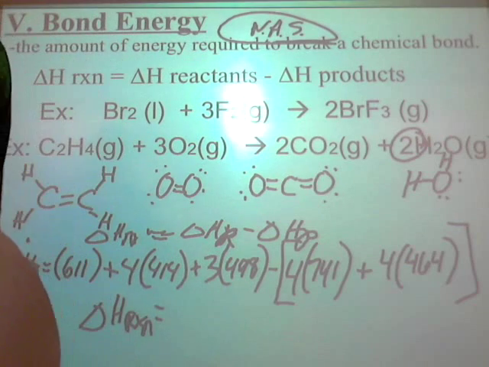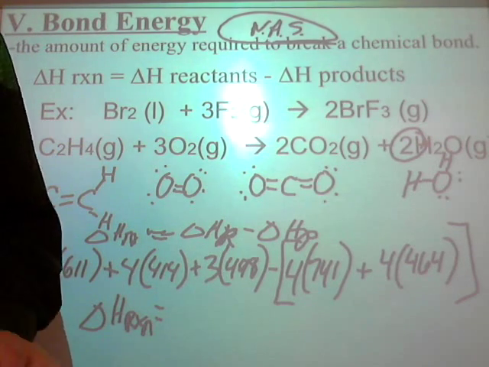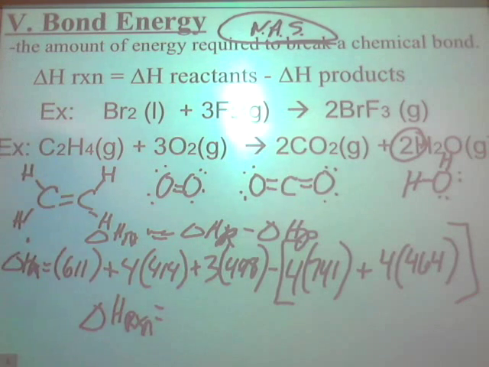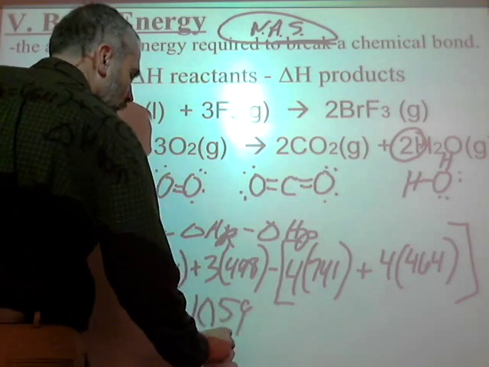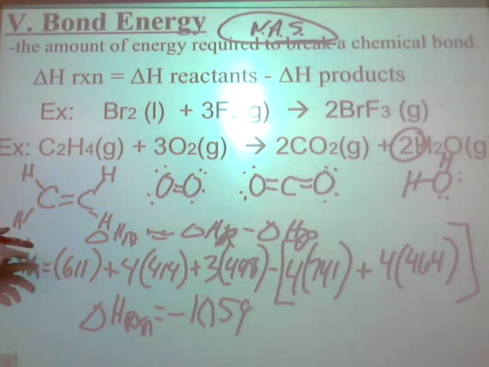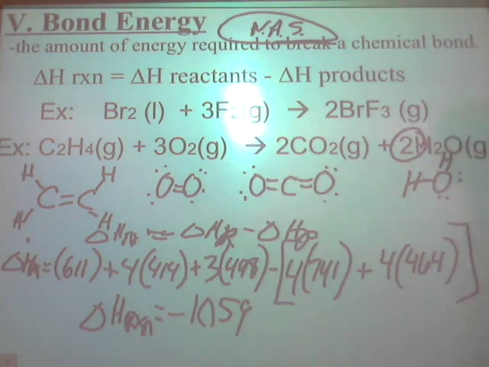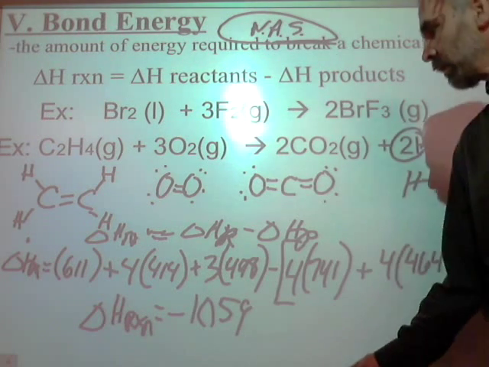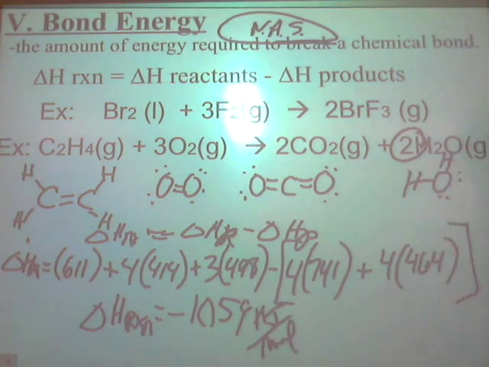Anybody get an answer? All right. See if anybody got the same. A couple people get the same answer. What did you get, Luke? Negative 1,059. Okay. If I were going to round for significant figures, it looks like all these guys have 3, so I might call it 1,060. So negative 1,060 kilojoules per mole. Don't forget your units. Don't forget significant figures.